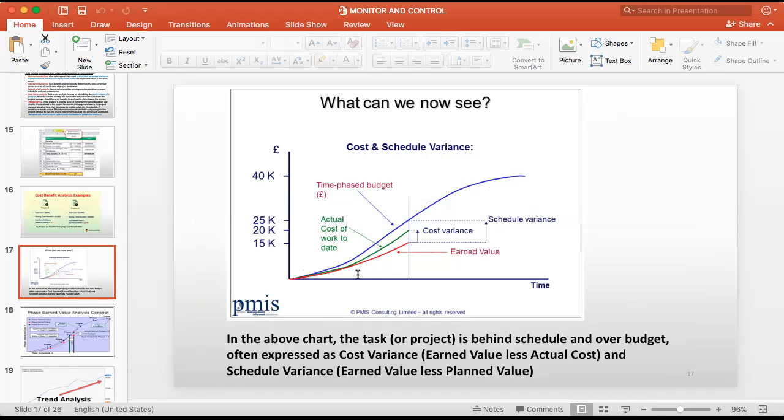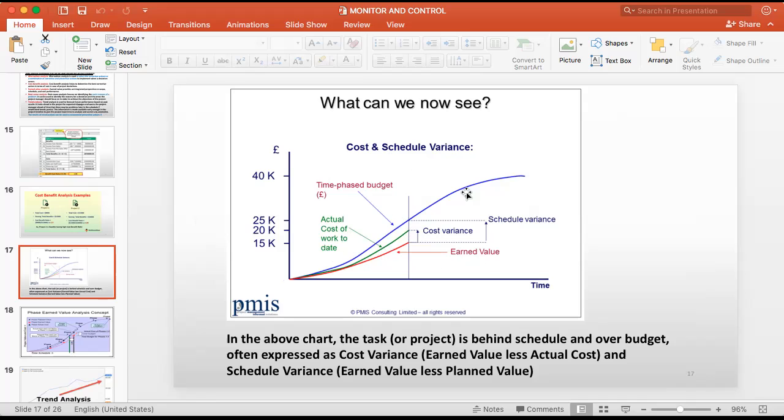It's a delayed project. In the above chart, the project is behind schedule and over budget. For this behind schedule, at the same time, the cost is high. That means behind schedule and over budget, often expressed as cost variance. That is why there's a cost variance like this. And here, schedule variance. So that is the one we have to think of, cost and schedule variance.